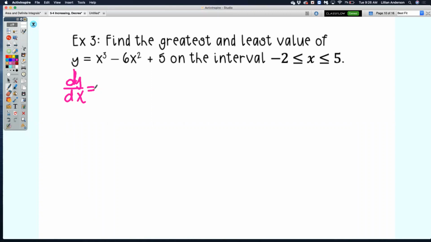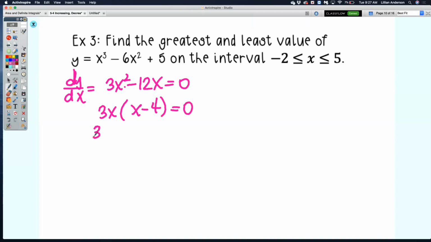What's the derivative of x to the third minus 6x squared plus 5? 3x squared minus 12x. We have to set that equal to 0, and then we solve. Is there a GCF? Yes. 3x. So when I factor that out, I'm left with x minus 4. Very good. And I'm going to set both of those equal to 0.